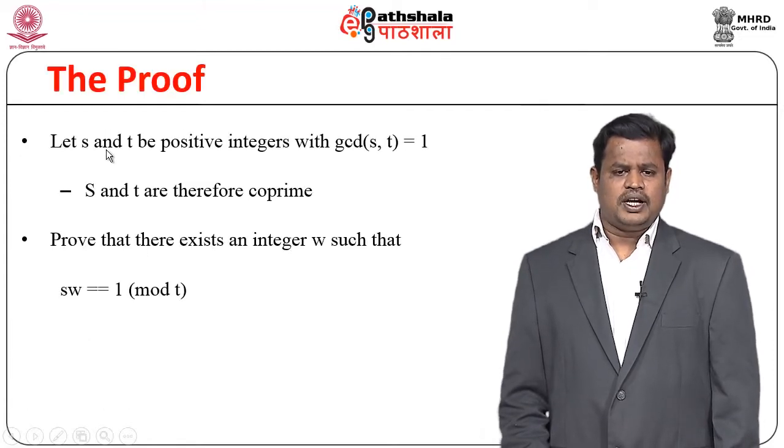The proof related to the Chinese remainder theorem is as follows: let s and t be positive integers with GCD of s and t equal to 1.